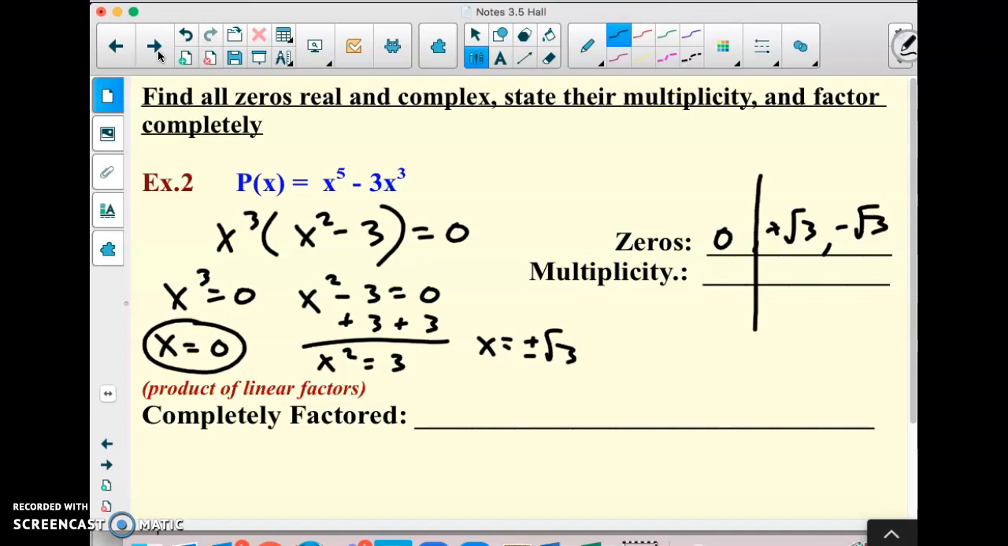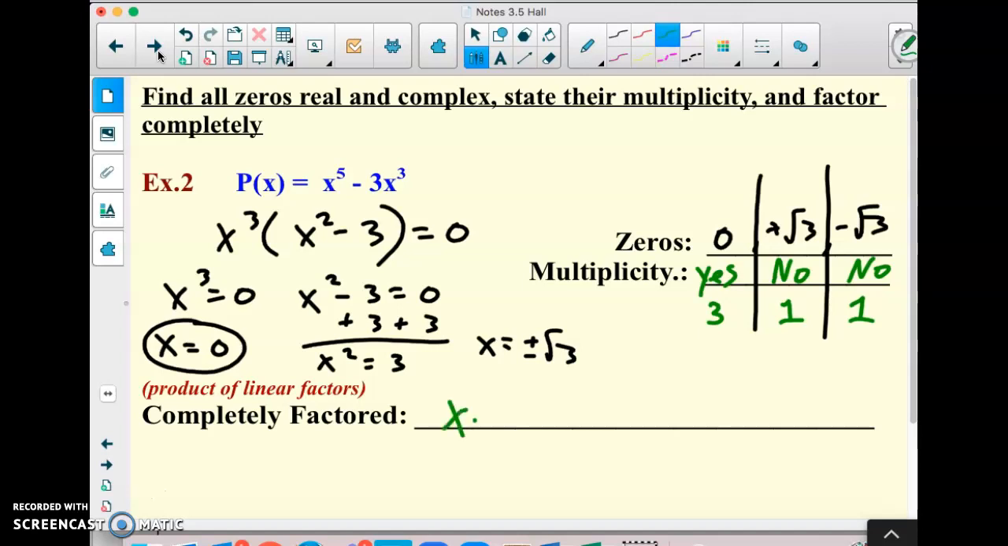All right? Is there multiplicity? So for 0, yes, there is. There's 3 of those, right? Because it's x cubed. There's 3 of those. Is there multiplicity for the positive root 3? Nope, there's not. There's only 1. And for the negative root 3, nope, there's not. There's only 1 of each of those. There's no multiplicity.